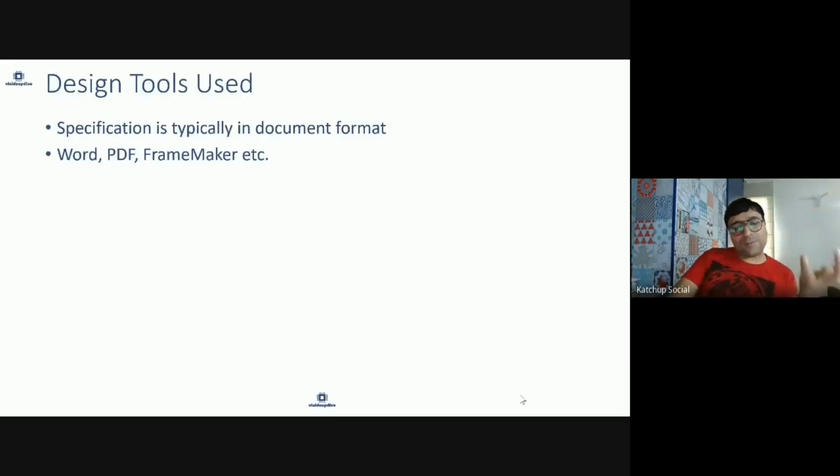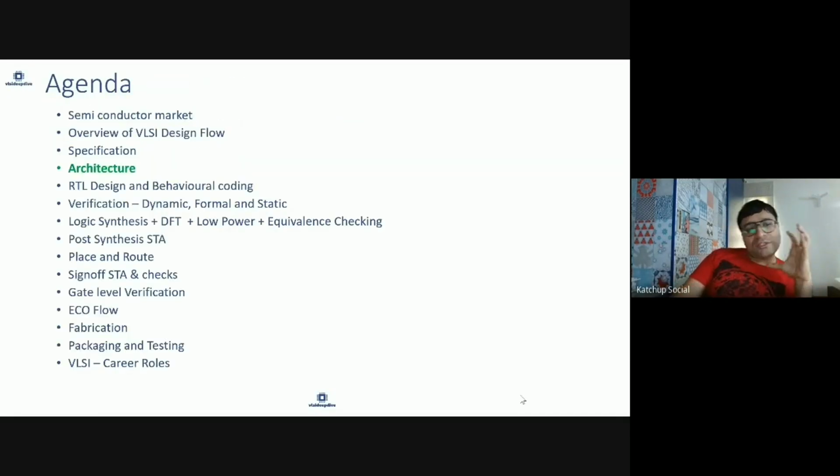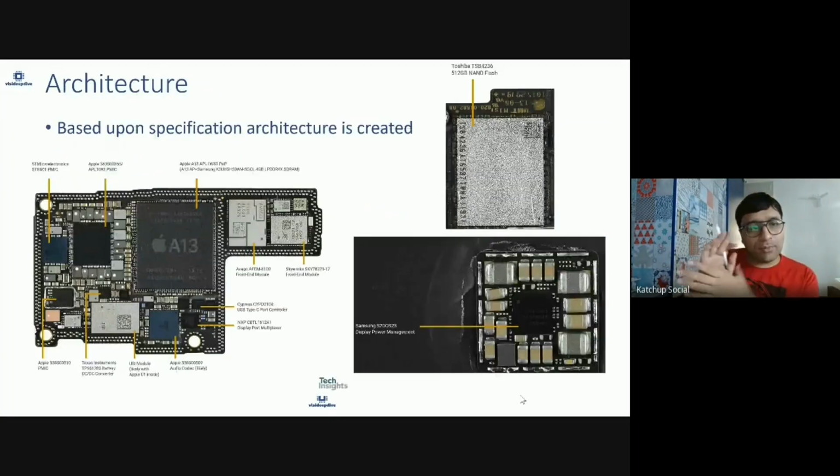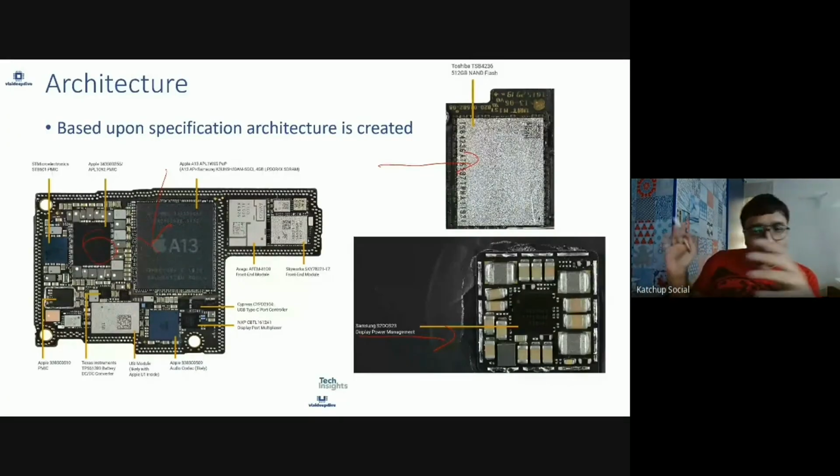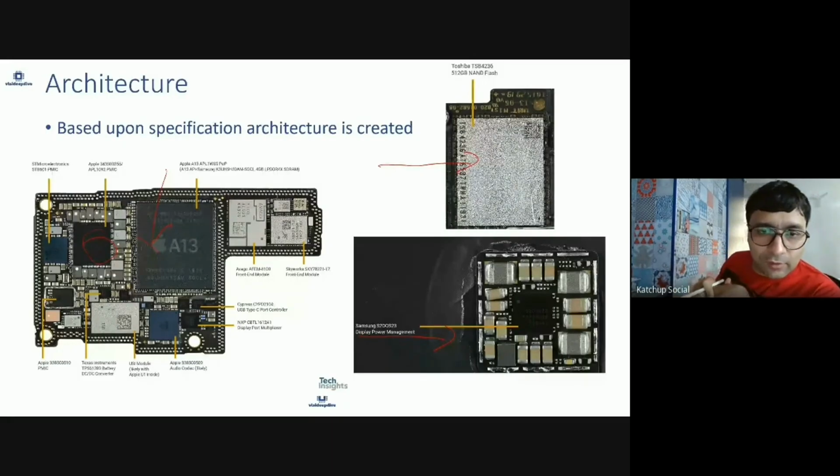So once you have specifications, you design the architecture for that device. For example, you saw the specification for a cell phone device, and based upon that an architecture is created. Okay, I will need a processor, I will need memory, I will need a power management unit, I will need maybe a GPU, which is a graphical processing unit, which does a lot of multiplication and floating point operations. I will maybe need a USB port to connect, I will need a charger.